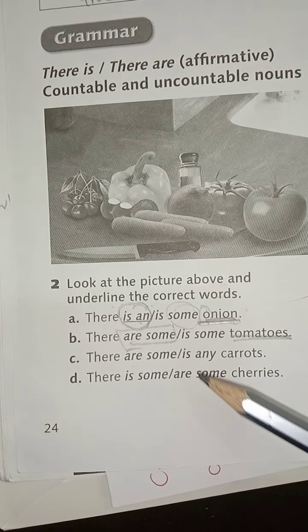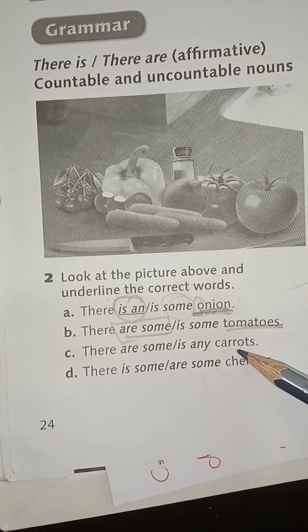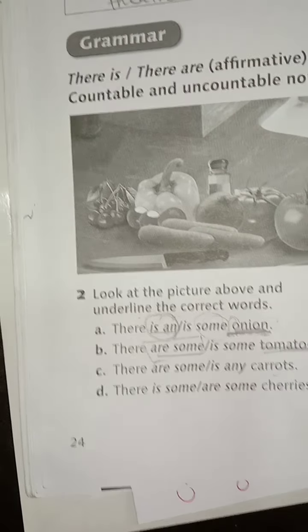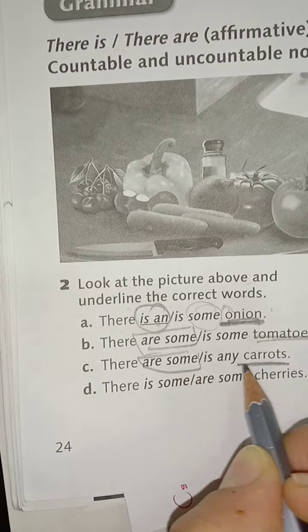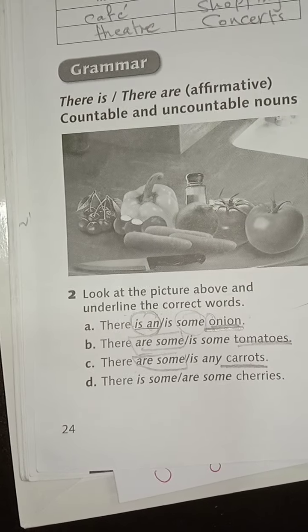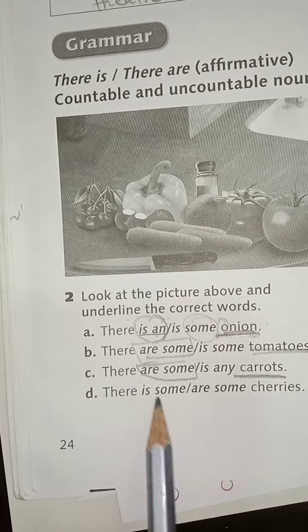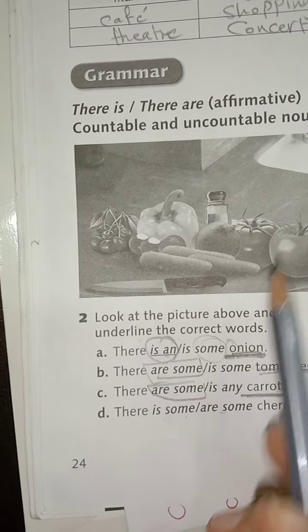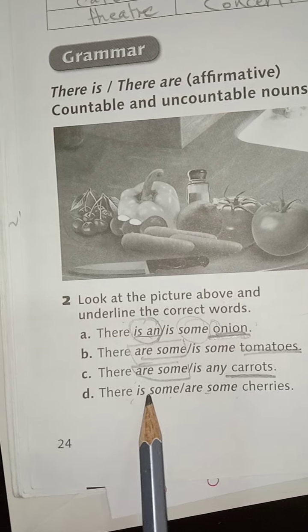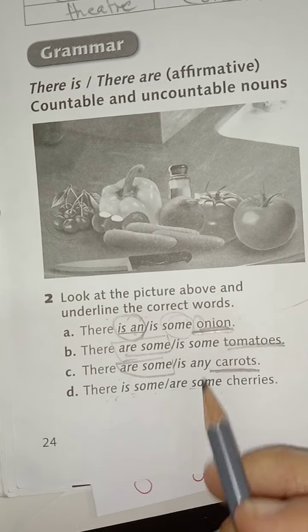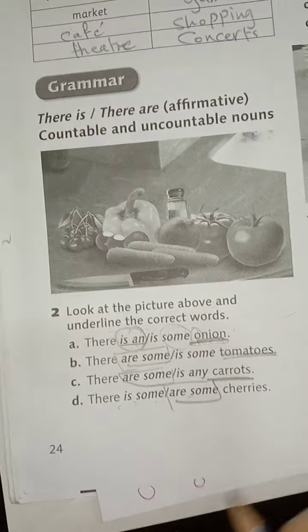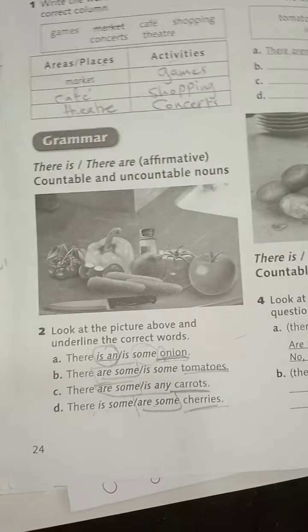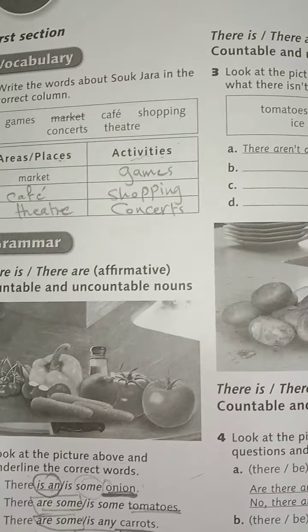There are some or is any carrots. Carrots, okay? Here we have carrots in the picture. So there are some carrots, of course, because we have plural countable nouns. So, there is some or are some cherries, okay? Excellent. So, there are some cherries because we have a plural countable noun, okay? Also, this exercise is very easy.